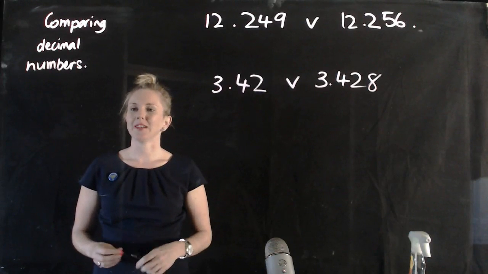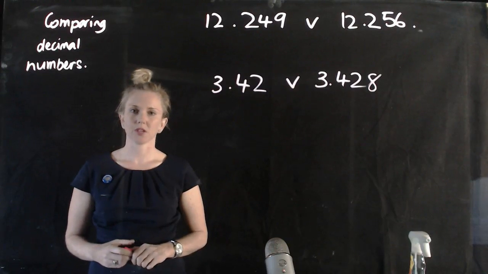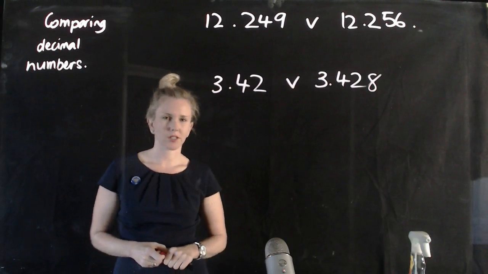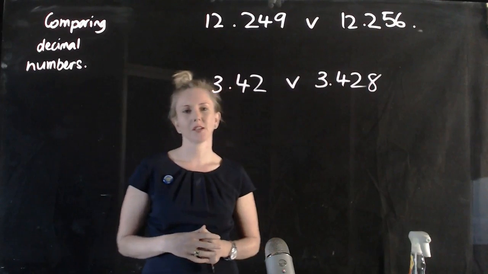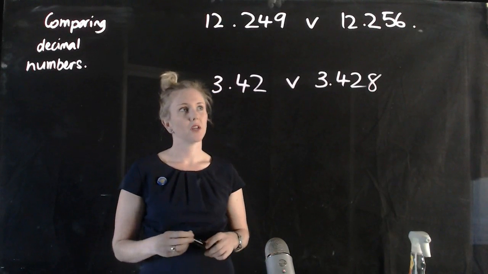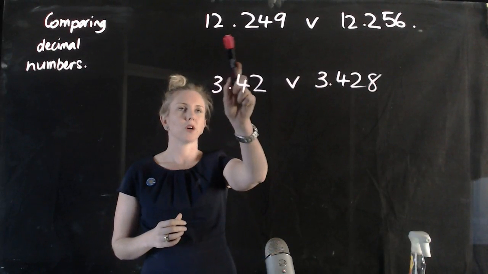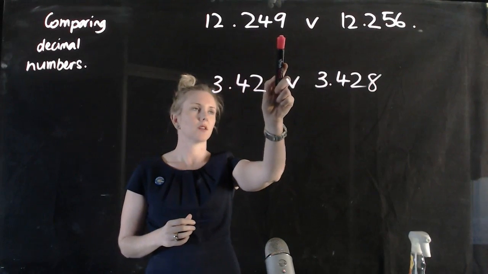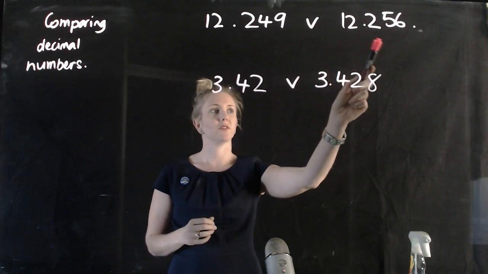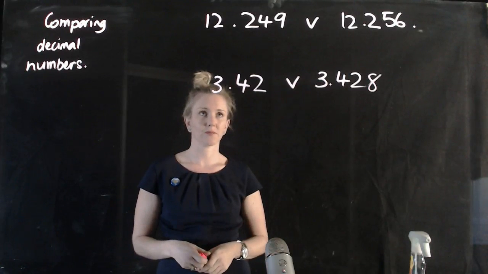Alright, hi guys. My next video is showing you how to compare decimal numbers to each other. And so the questions that you'll be asked to do with this might be to do with how big or small one is compared to another. So for example, if I'm having a look at this first set of numbers, 12.249 compared to 12.256, I might be asked which of these two numbers is the largest.